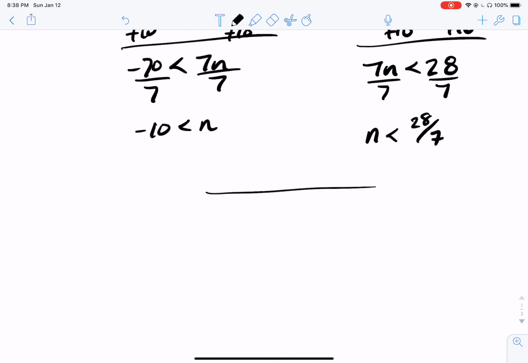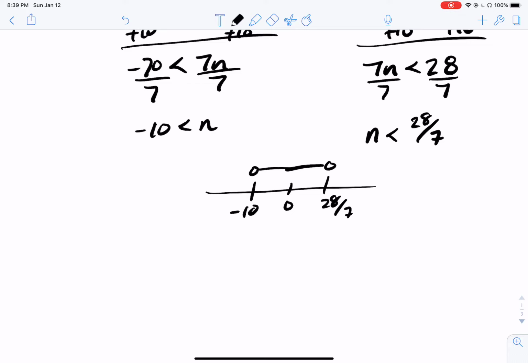So here, just so you could get a picture of this, again, it's not drawn to scale. 0 would obviously be somewhere right here in the middle. We would have an open circle on negative 10 going towards the other number, and an open circle on 28 over 7 going in that direction.